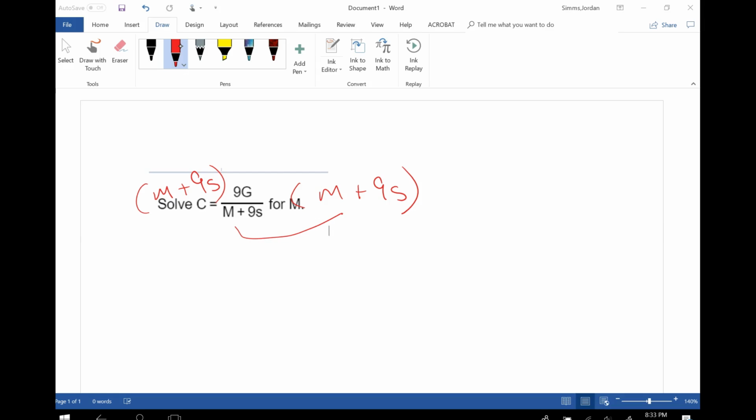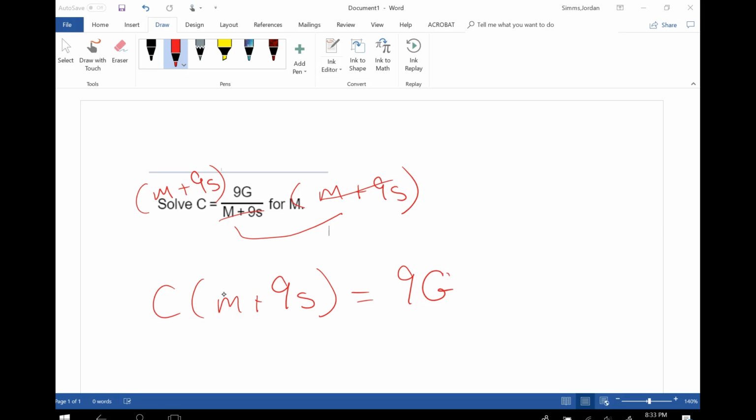So over here, this divided is gone. So we're going to have c bracket m plus 9s equals 9g. Okay? Now at this point, use brackets when you're multiplying, by the way, it just makes everything nice and neat. We don't have to think too much about this. We're just multiplying and putting all the terms together.